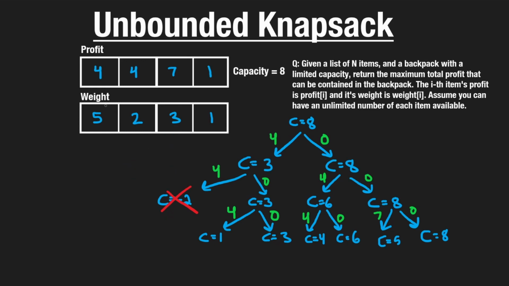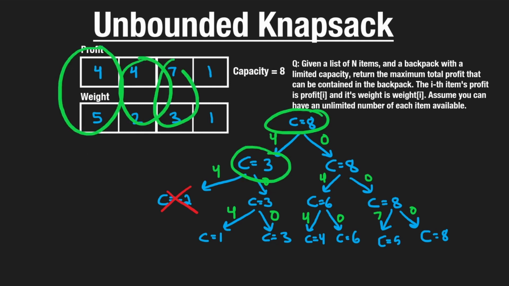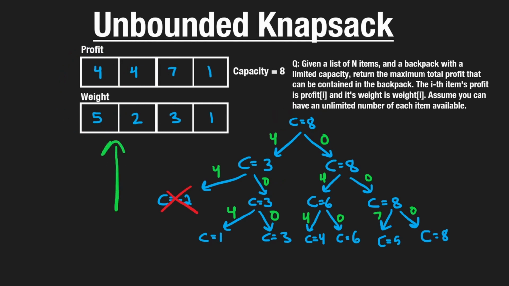Because with the 0-1 knapsack, for each item, we could have only chosen that item a single time, or we could have skipped it. So for each level in our tree, we would have had at most 1 item. So the tree height would have been roughly n. But in this case, we can actually choose each item an unlimited number of times.